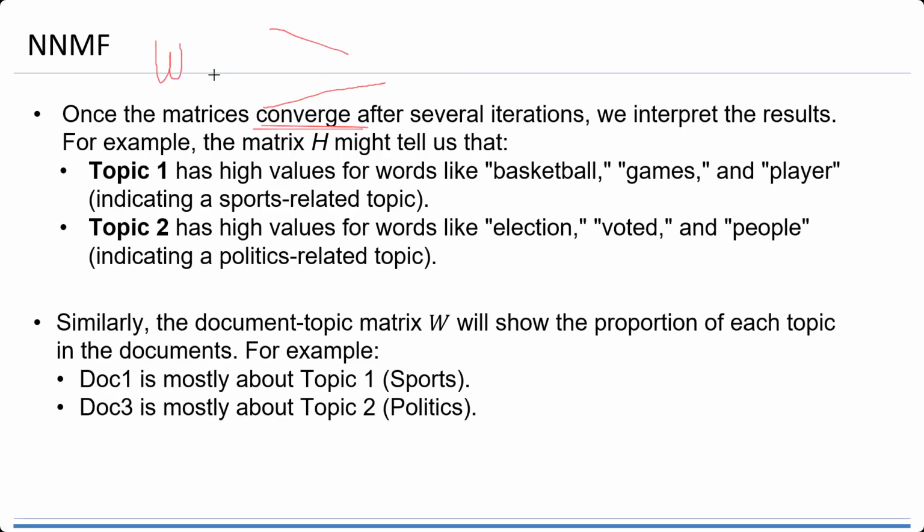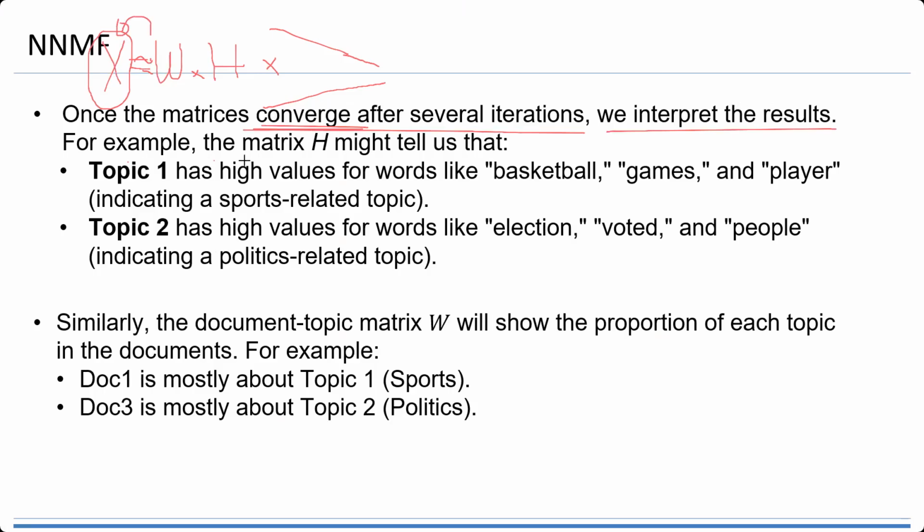Convergence means maybe the first matrix is totally diverse, and once you do the multiplication the first time, the result is not equivalent to X. But after several iterations, the number will be close to X. And after it is close to X, we can interpret the result.